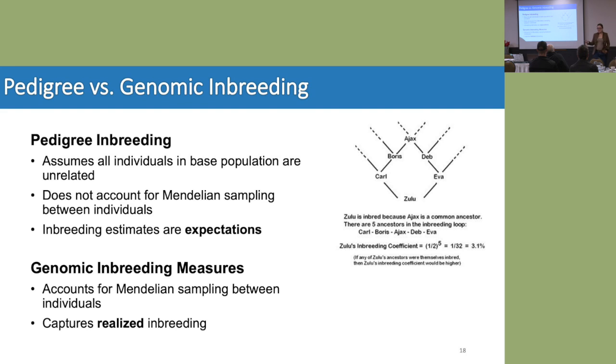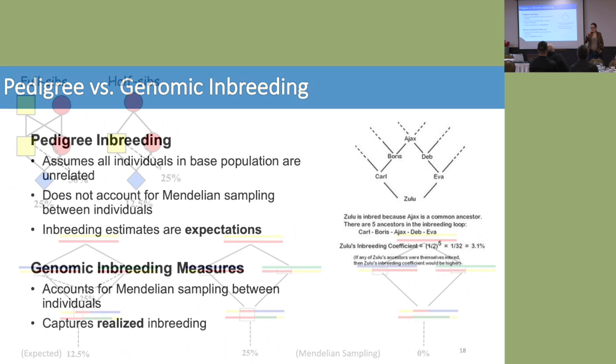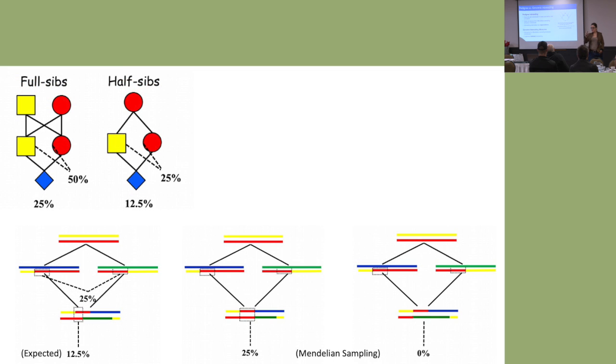What does that mean? It means that if I took a gene out of Zulu, it's 3.1% probable that that specific gene has a common ancestor, came from the same origin. Complicated, right? It's not very funny. But watch this. This is even cooler.